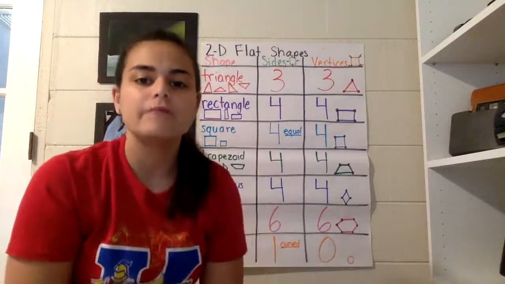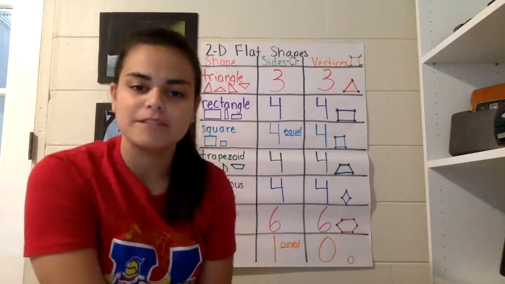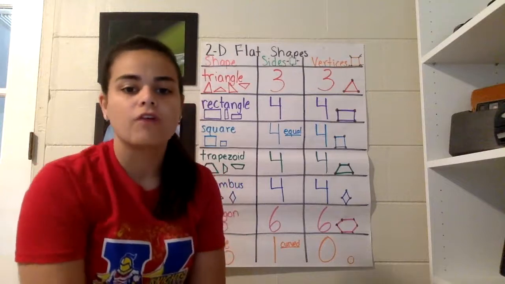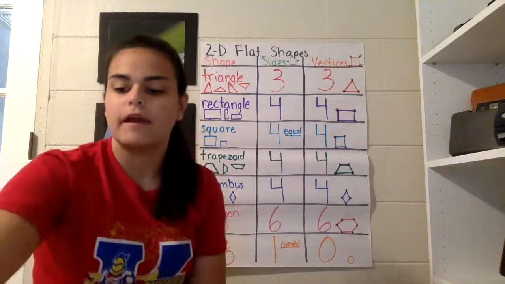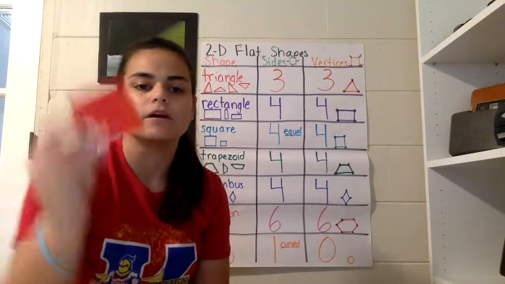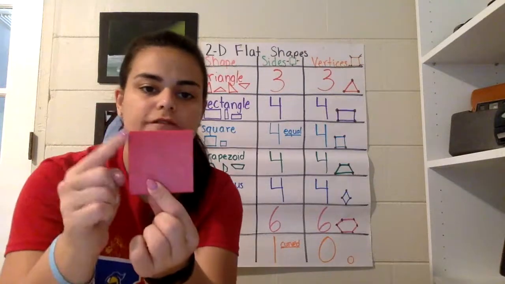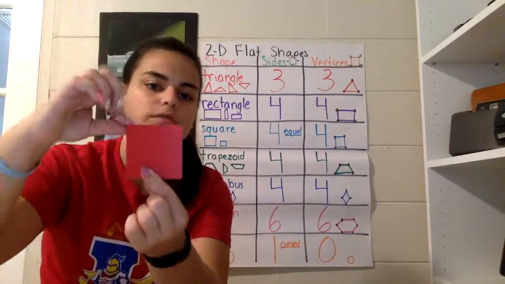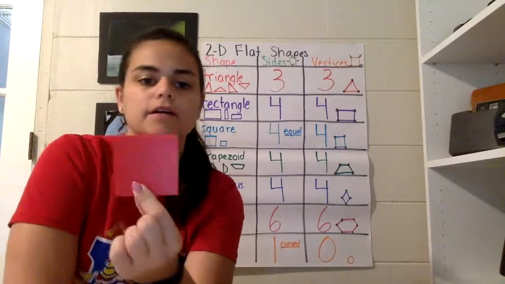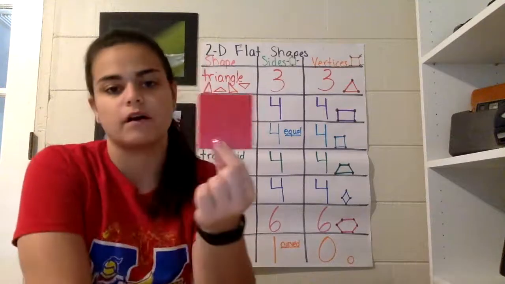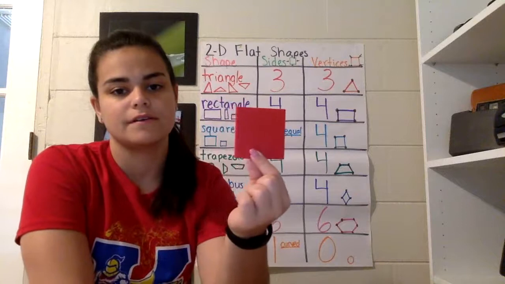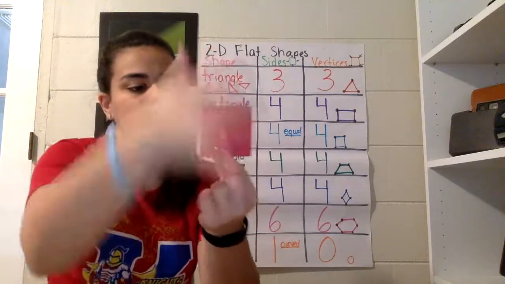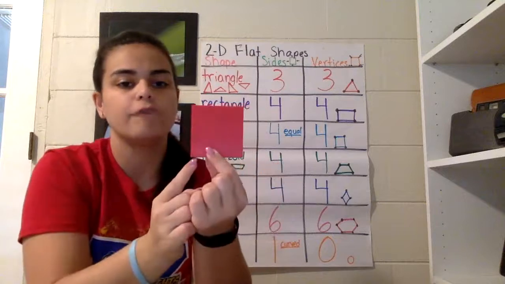Okay, then we have something called a vertice. Everybody say vertice. Our vertices are those corners. If we take a look at our square, our vertices are going to be those corners, kind of like the glue that's going to hold those sides together. So how many vertices do you think are on the square? Let's count them. 1, 2, 3, 4.